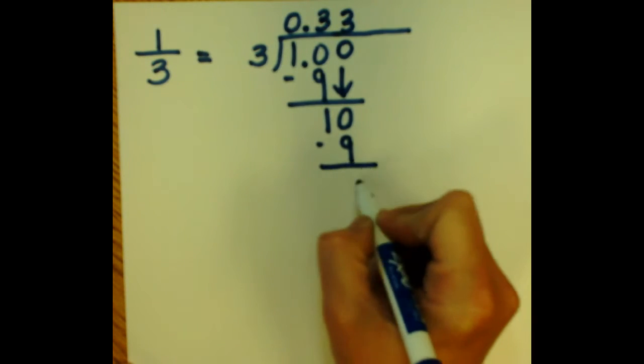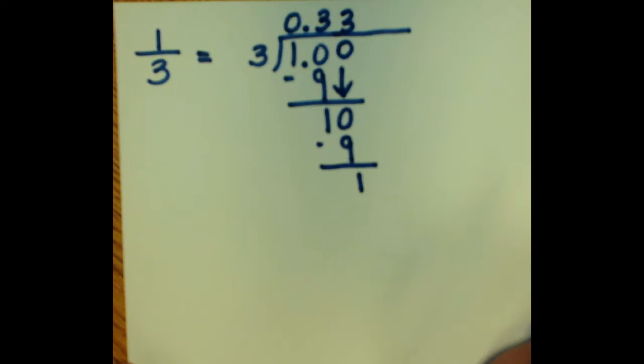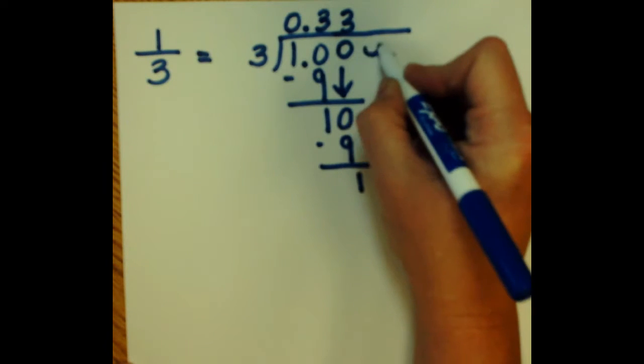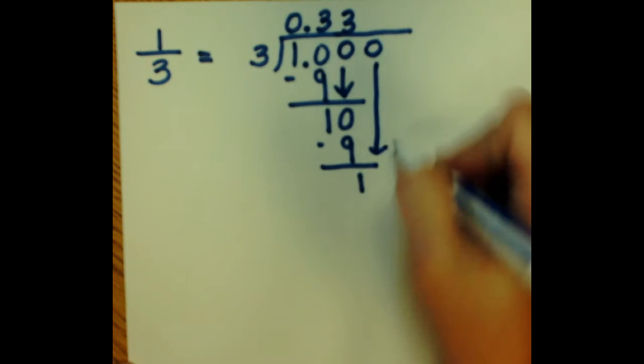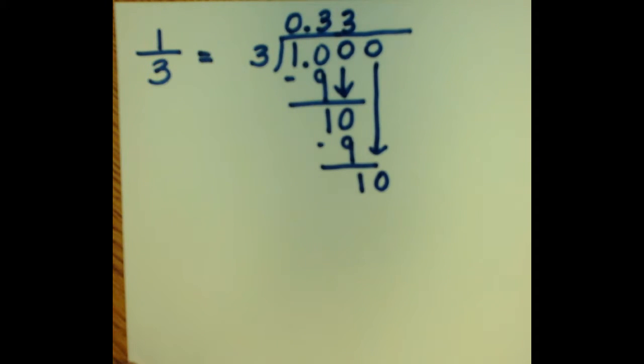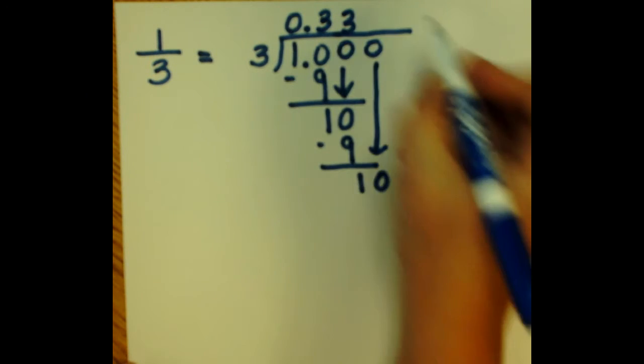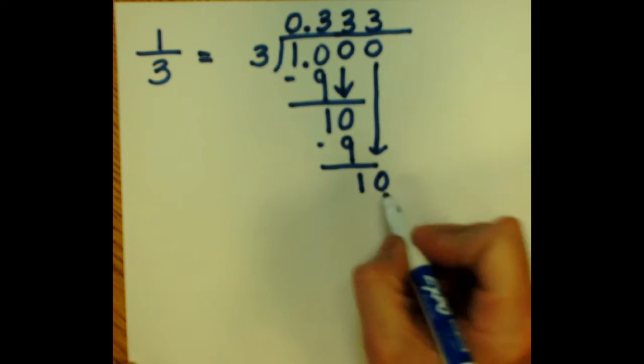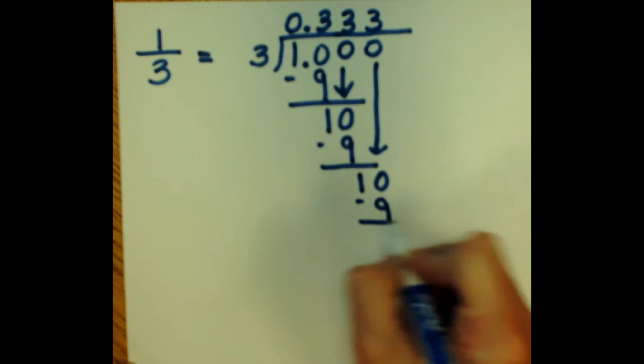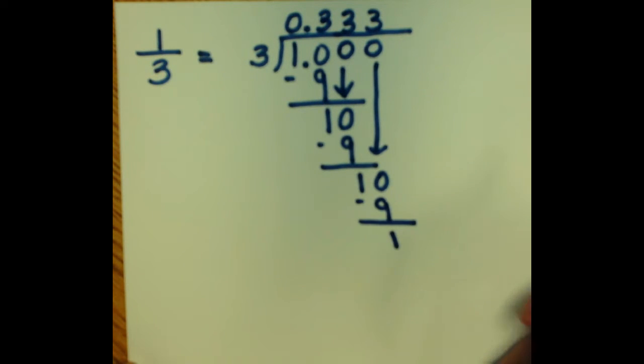So we subtract, and we get a remainder of 1. So most of you should notice that we will continue to get a remainder of 1. So that 3 is going to just keep repeating. 3 goes into 10 3 times. 3 times 3 is 9. And again, a remainder of 1. So once you notice your pattern, you can stop.